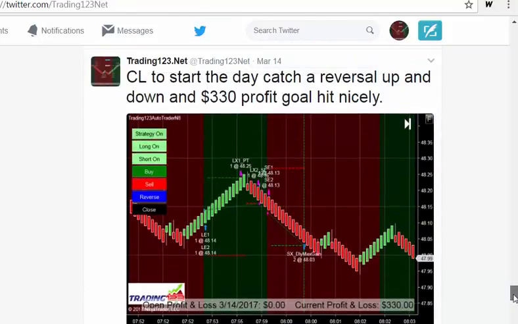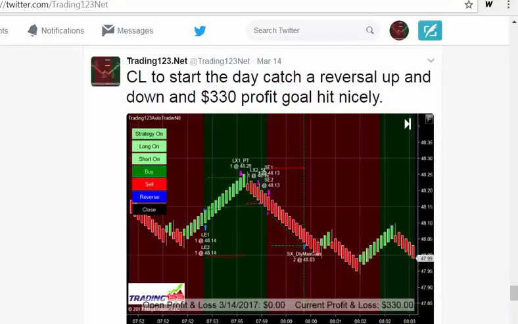So we run the AutoTrader. We catch a wave up here pre-market, get some profits, and then a wave down, two-wave move, and we're doing our normal $320, $330 profit goal to start the day, and we hit it right off the bat. So off to a great start. Software does all the work. You just have to turn it on, enable it, set how much profit you want to make, and it's off and running.